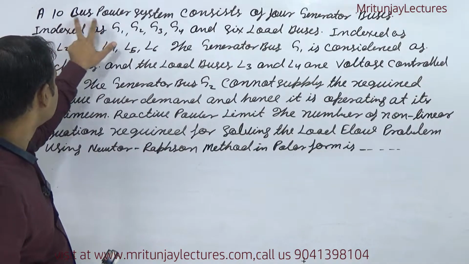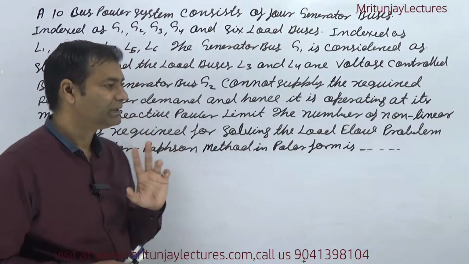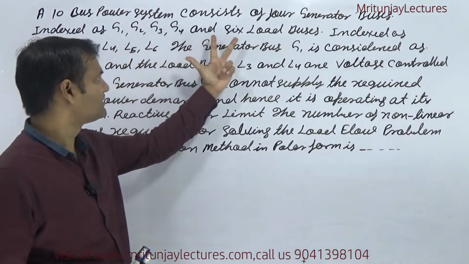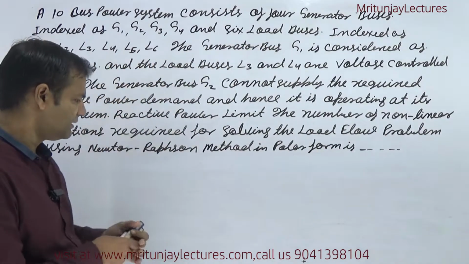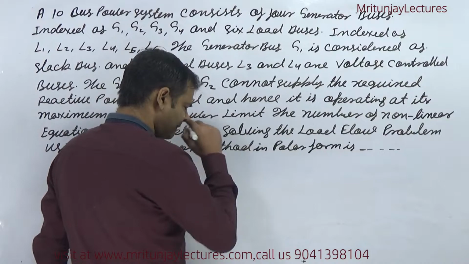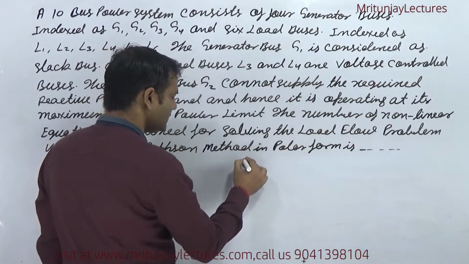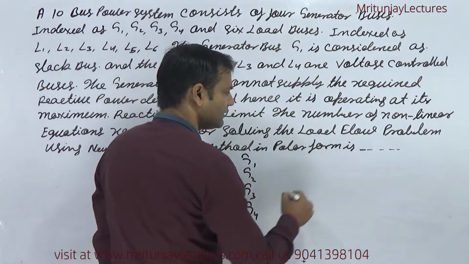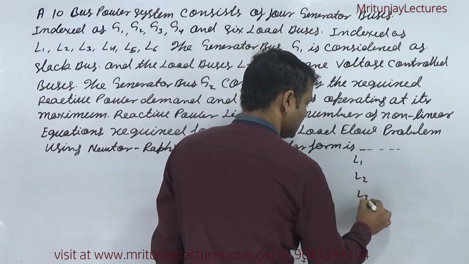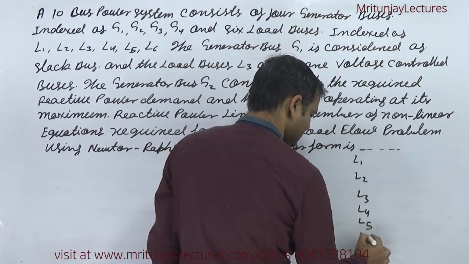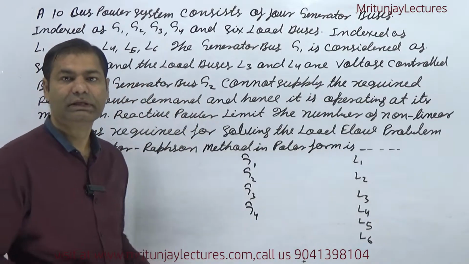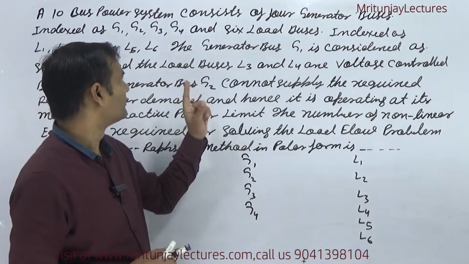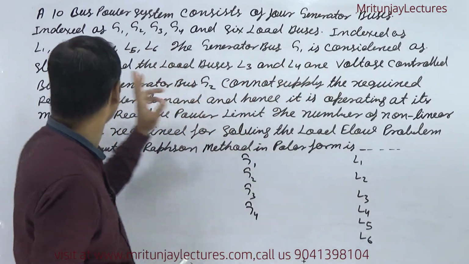A 10 bus power system, number of total buses is 10, consists of 4 generator buses, G1, G2, G3, G4, and 6 load buses, L1, L2, L3, L4, L5 and L6. Now the generator bus G1 is considered as a slack bus.